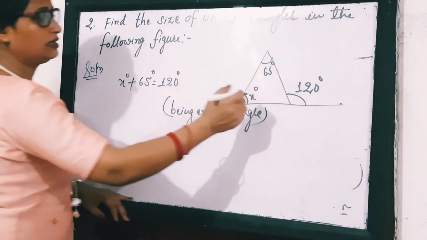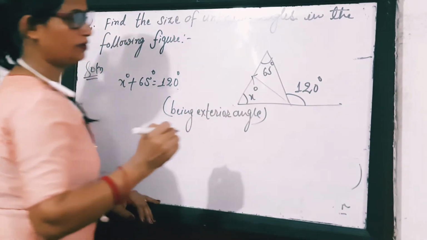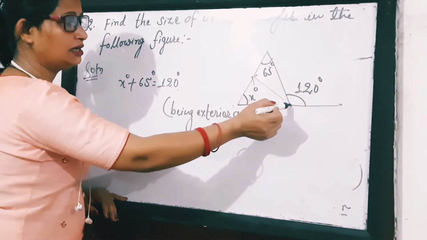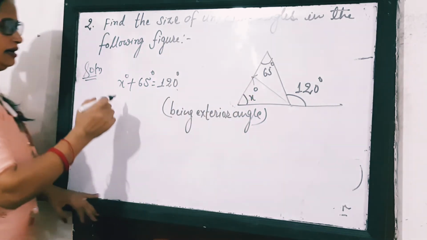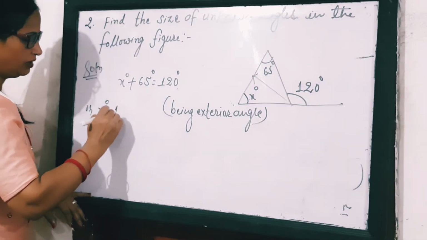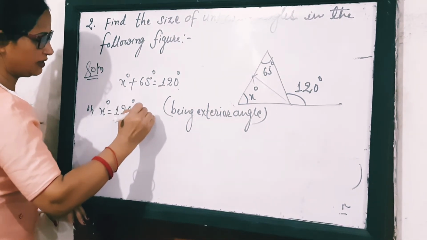Can you look here? It is the opposite interior angle. Look, x degree and here 65 degree. So these are the opposite angles of this one. And after that x degree is equal to 120 degree minus 65 degree.